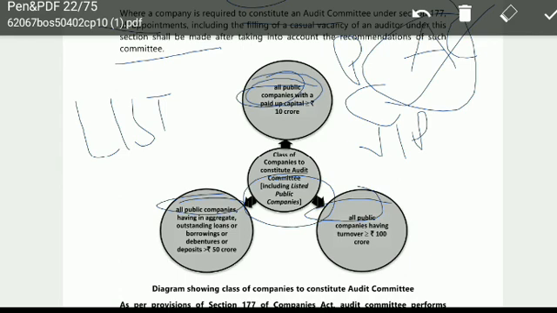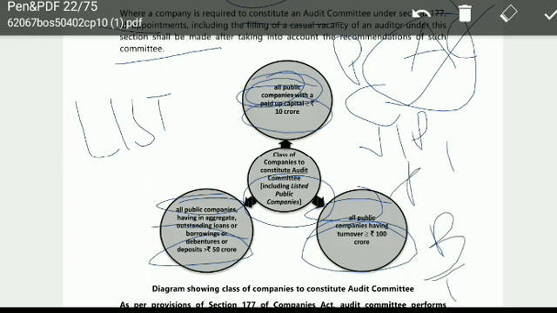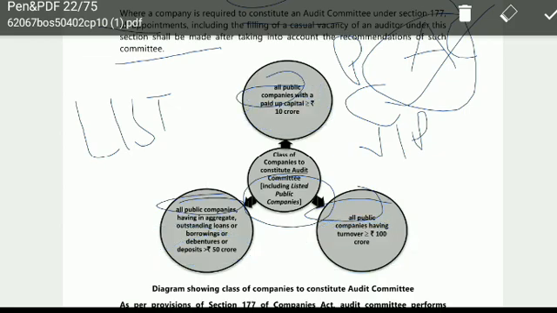With a paid up share capital of greater than or equal to 10 crores, with borrowings greater than or equal to 50 crores, and turnover of greater than or equal to 100 crores. So it is PBT 10, 50, 100. Wait, let me write it here. It is a type of memory chart, okay? So that you can remember in the exam.